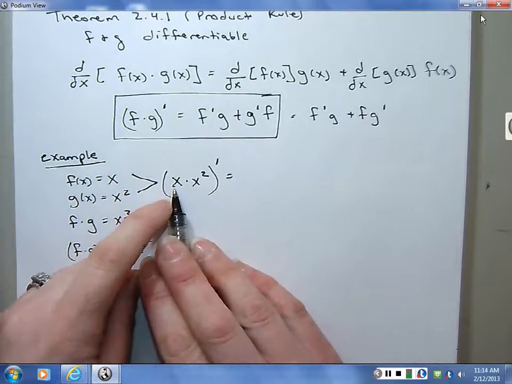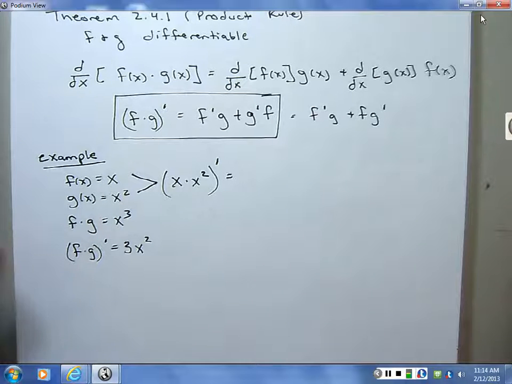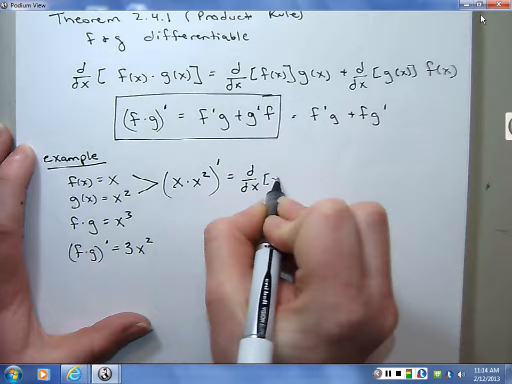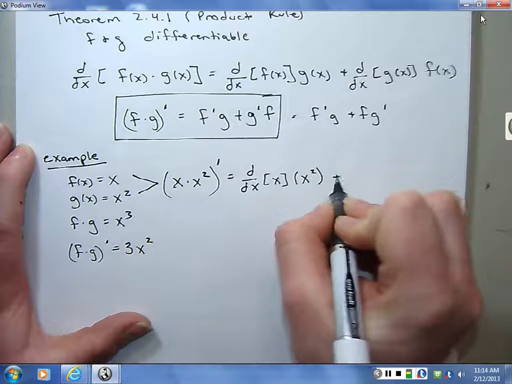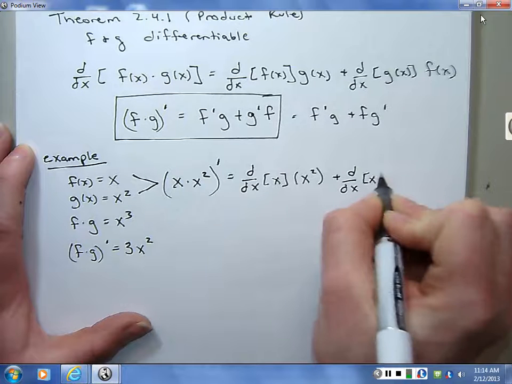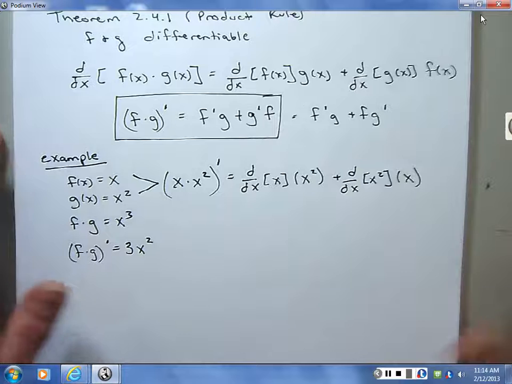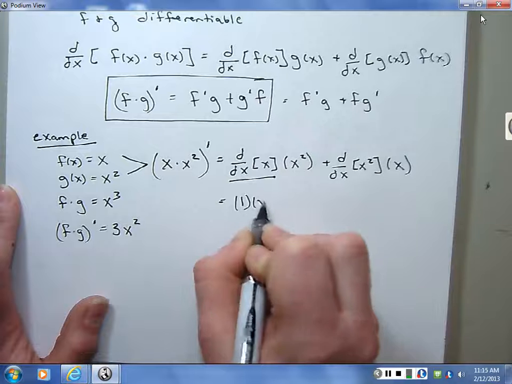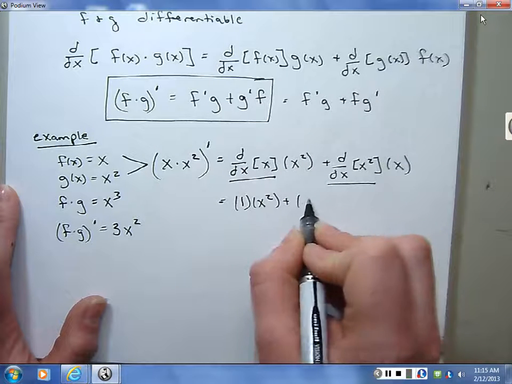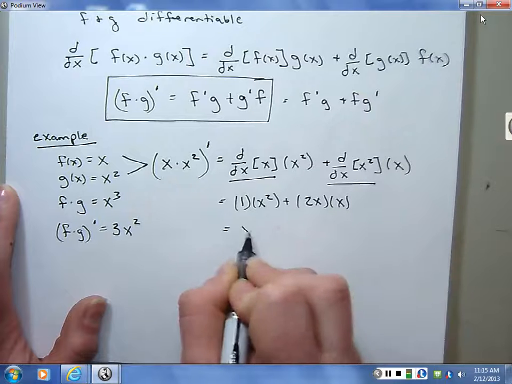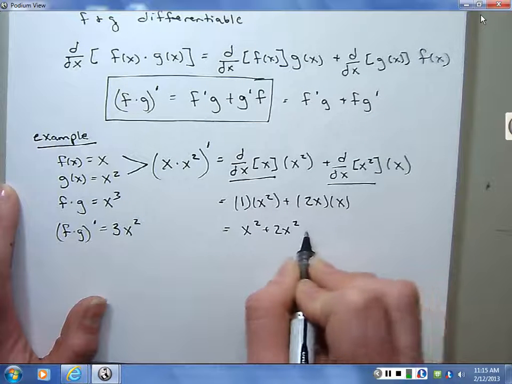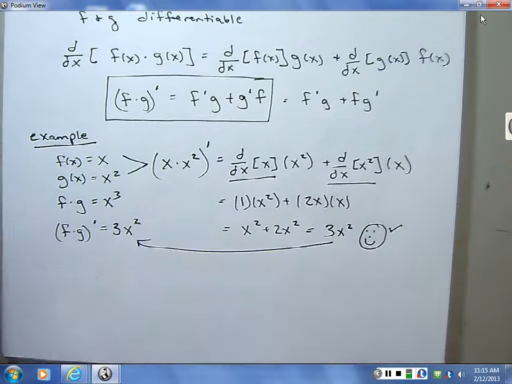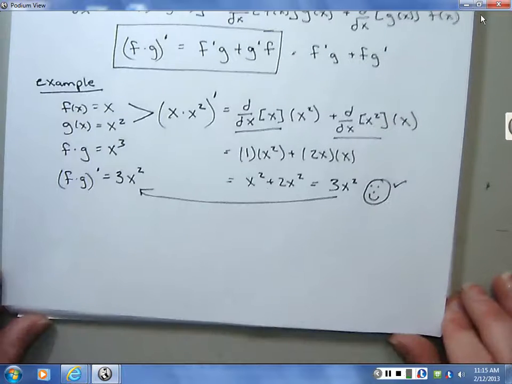I take the derivative of the first function. I'm going to write this out in longhand and then simplify it. You don't have to write this step though. So basically what this is saying is I'm taking the derivative of the first function, leaving the second function alone, plus the derivative of the second function, holding the first function. So what is the derivative of x? 1, right? What's the derivative of x squared? 2x. So then I have x squared plus 2x squared. What's x squared plus 2x squared? All right, and we are happy because we got the same answer we got here. This is just an illustration that the product rule is the same.